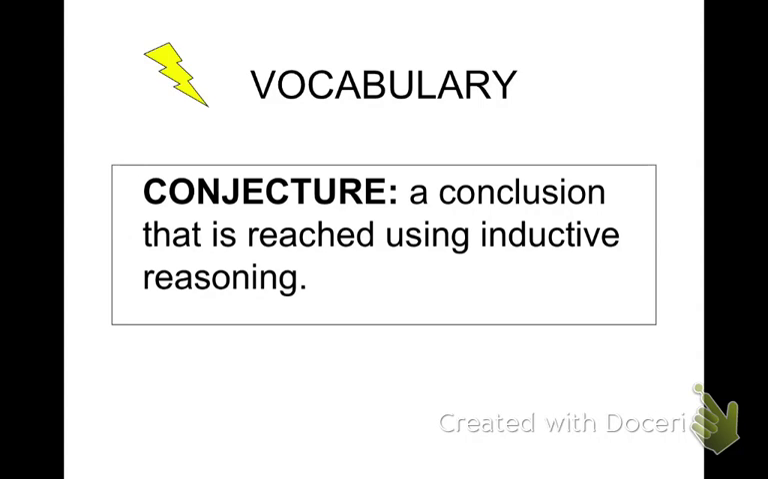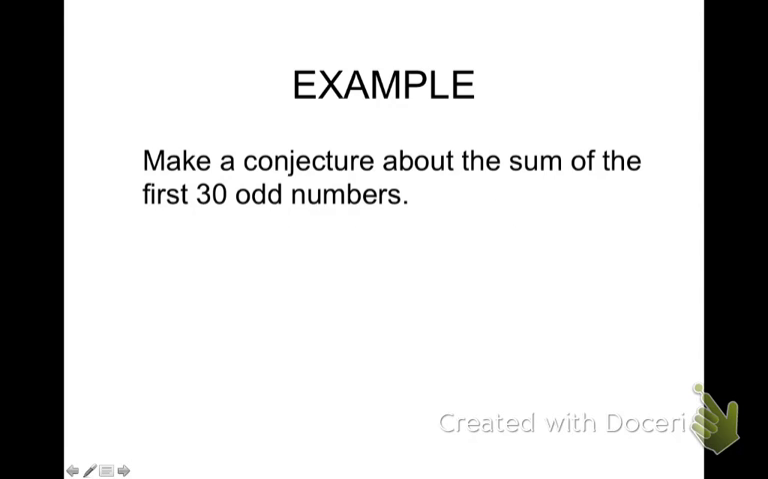So we're going to make a conjecture for this next example about the sum of the first 30 odd numbers. Okay, well, think about your odd numbers. 1, 3, 5, 7, 9, right? So I want to look for a pattern. Could we sit here and do 1 plus 3 plus 5 plus 7 plus 9 plus, I don't even know what the 30th odd number is. We could do that on our calculator. That would be fun. Would you want to do that? Maybe not. I wouldn't. So let's see if we can find a pattern.